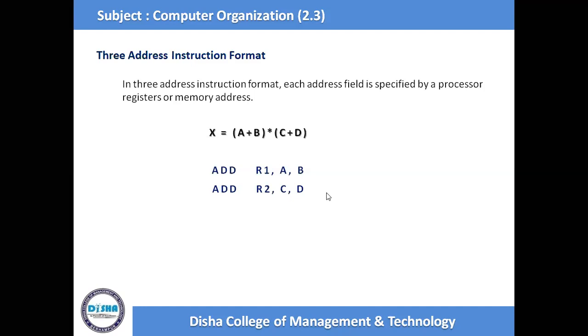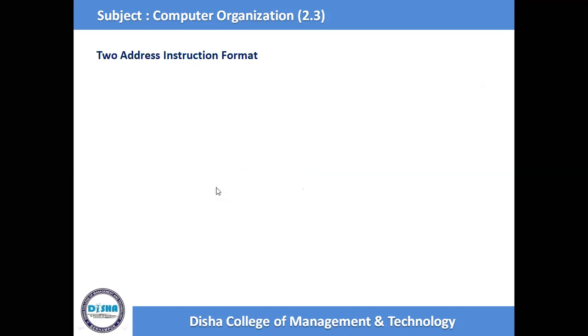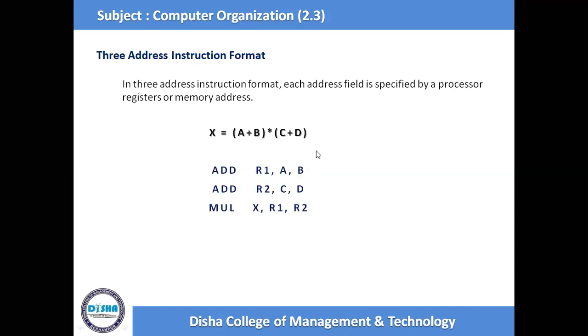Okay, so now the next operation: we evaluate A plus B and we evaluate C plus D, and after that we have to evaluate the multiplication. To do the multiplication, we need MUL as the opcode, and this instruction defines that whatever values are there will multiply with each other. So that means R1 is multiplied with R2 and the result will move to X. This way the expression can be solved with the three address instruction format.